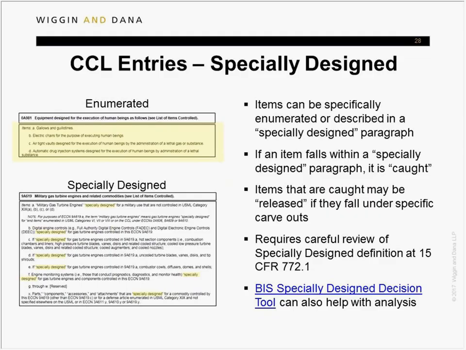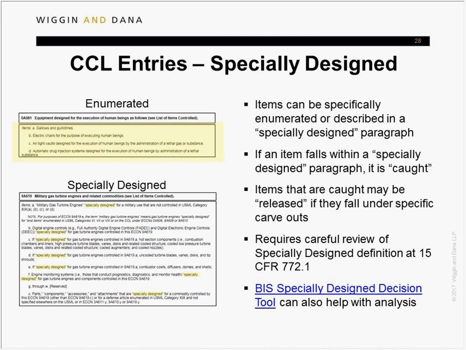The other feature of the CCL that I'm just going to touch on briefly that is important to know about is "specially designed." So sometimes, in a nutshell, the item is enumerated. You can see it right there. For example, here you can see that gallows and guillotines and electric chairs are specifically enumerated by name. You know that they're controlled. You can find them very clearly.